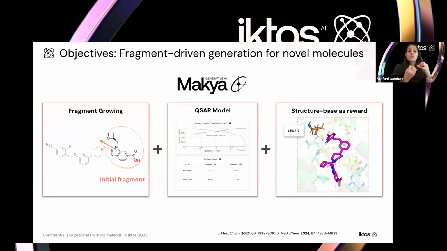First, a fragment growing generator starting from our defined core. Second, a QSAR model that guides optimization towards activity. And third, a structure-based reward derived from docking and key protein-ligand interaction fingerprints, ensuring that the generated molecules maintain favorable interactions, including the new ones such as Leucine 217. So now we will switch into the software.